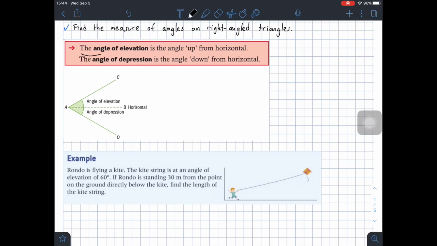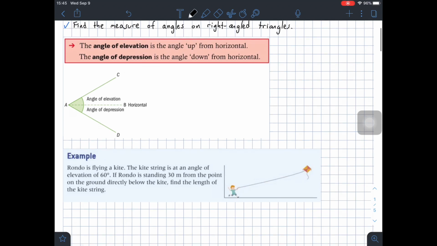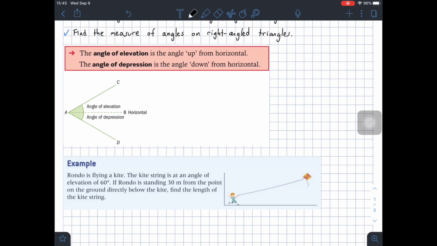It says the angle of elevation is the angle up from the horizontal, while the angle of depression is the angle down from the horizontal. Whenever you see these terms, angle of elevation or of depression, you should automatically think about this situation, okay? If we have a point here, another point here, we draw a horizontal line, right? And the angle of elevation would be the angle that is formed above that horizontal line, while the angle of depression is the angle formed below that horizontal line, okay? So that's a concept for you to consider.